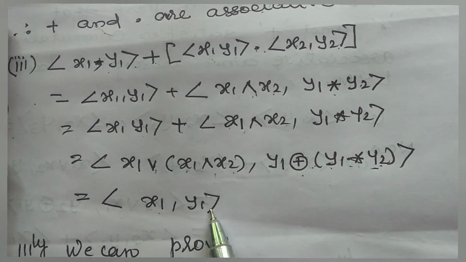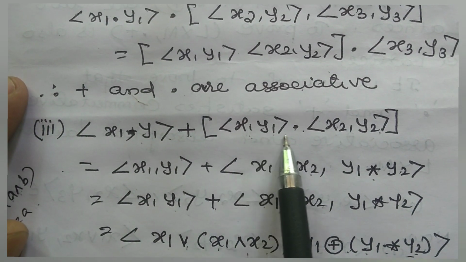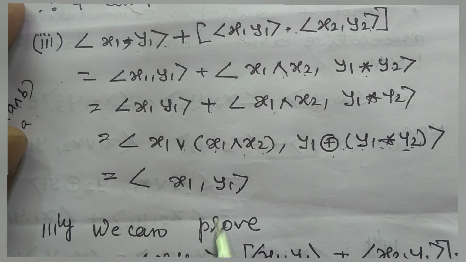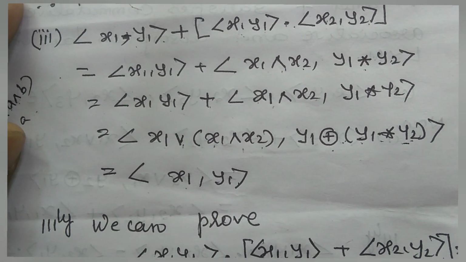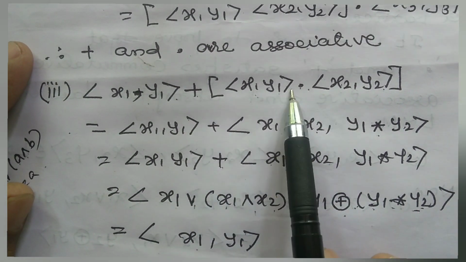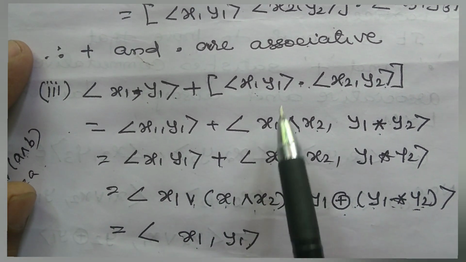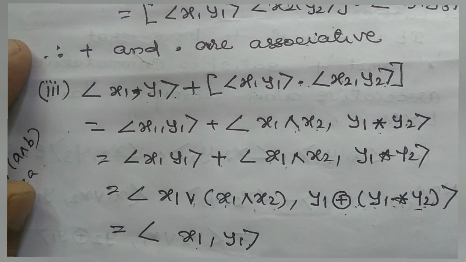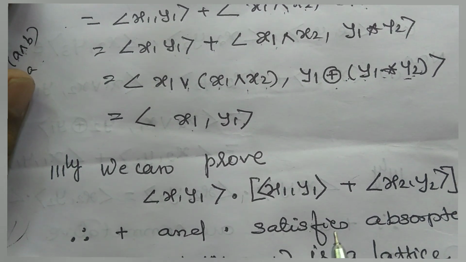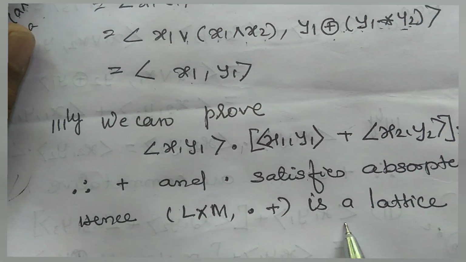Here the repeated one is y1. Therefore (x1, y1) plus (x1, y1) star (x2, y2) is equal to (x1, y1), hence it satisfies the absorption law. In a similar way, if you interchange these operators, that is called duality, the dual condition. If you interchange the operators, we can get the same thing. Therefore, plus and dot satisfy the absorption law. Hence, L cross M with dot and plus is a lattice.